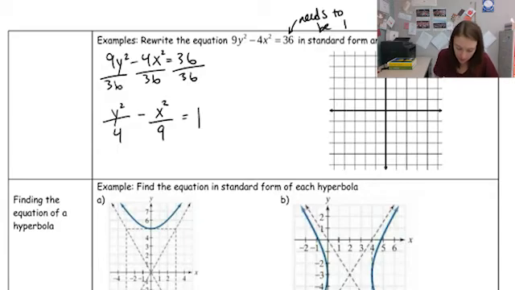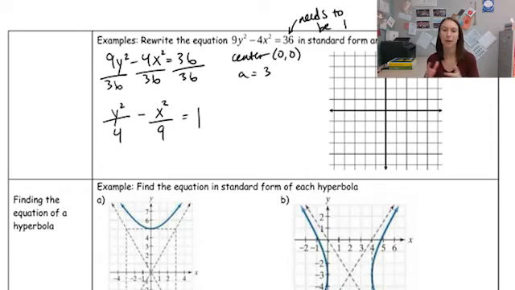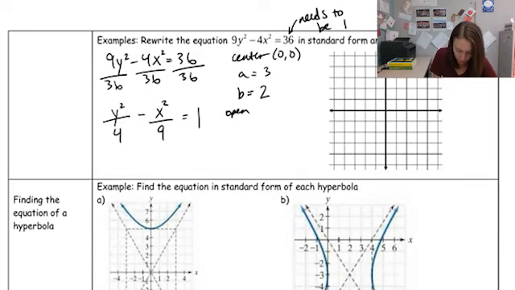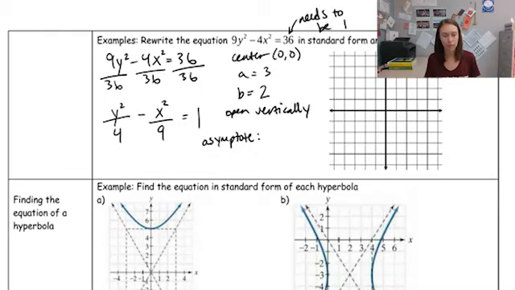This one has a center at 0, 0. My A direction in the X direction, I always like A to represent X. I don't know, it doesn't really matter as long as you do it right on your graph. B is 2, and it's going to open vertically because the Y part comes first. The Y piece is positive. Now the asymptote equation, and this takes some practice if you're not super familiar with lines and equations of lines. I would suggest graphing it first and then using the graph to get the equation.